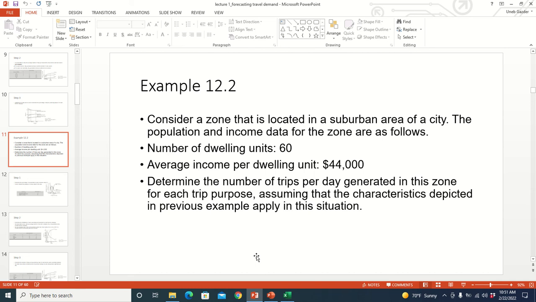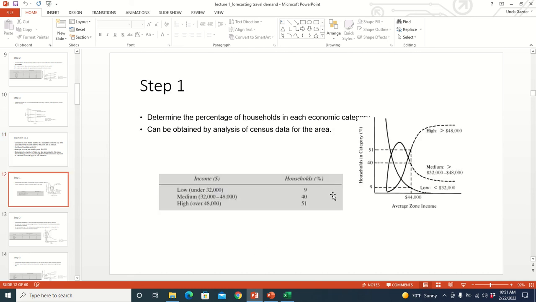Now I need some census data to find out what is the percentage of each type of household I have in my area. So you can see this percentage is given here. Okay, I have 9% belonging to low income, 40% belonging to medium, and 51% belonging to high income group. Okay, so this is now for the whole area. The calculations which we did were for a sample. This is for the entire area now. So since you have the values for the entire area, you can calculate first of all the number of households for each income category for the entire population.